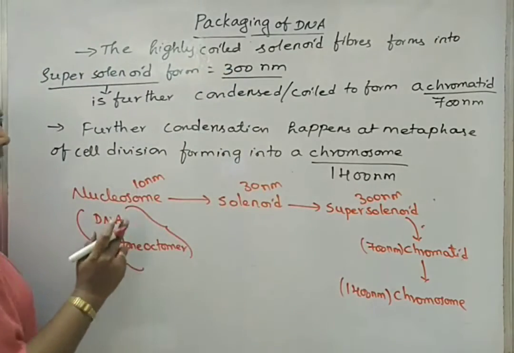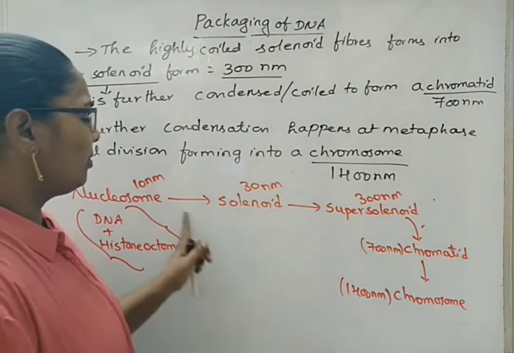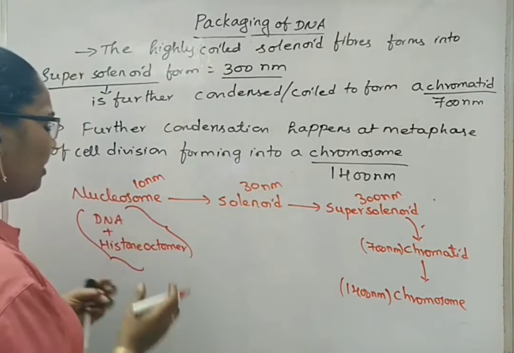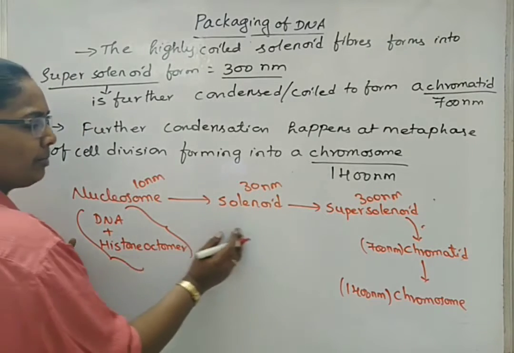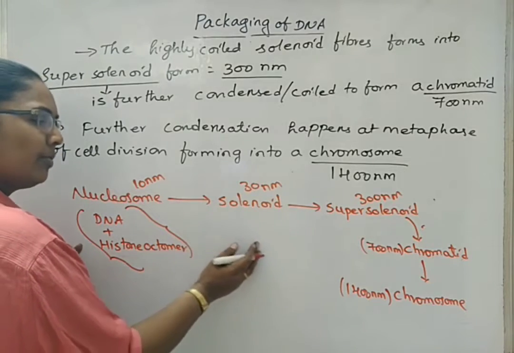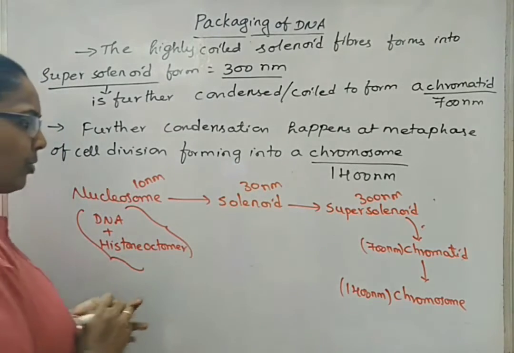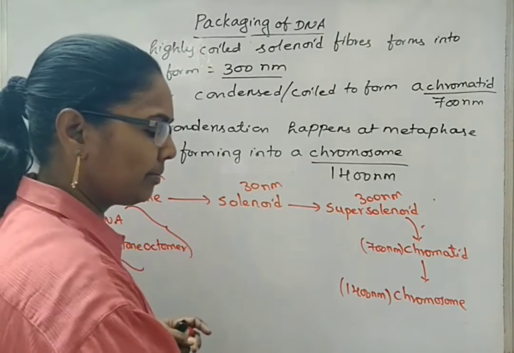Here we did not include the linker DNA, but from here onwards, between two nucleosomes we are telling. So here there is no point of H1 histone proteins, but from here onwards, basing on the length, we used to include H1 histone proteins from solenoid part.